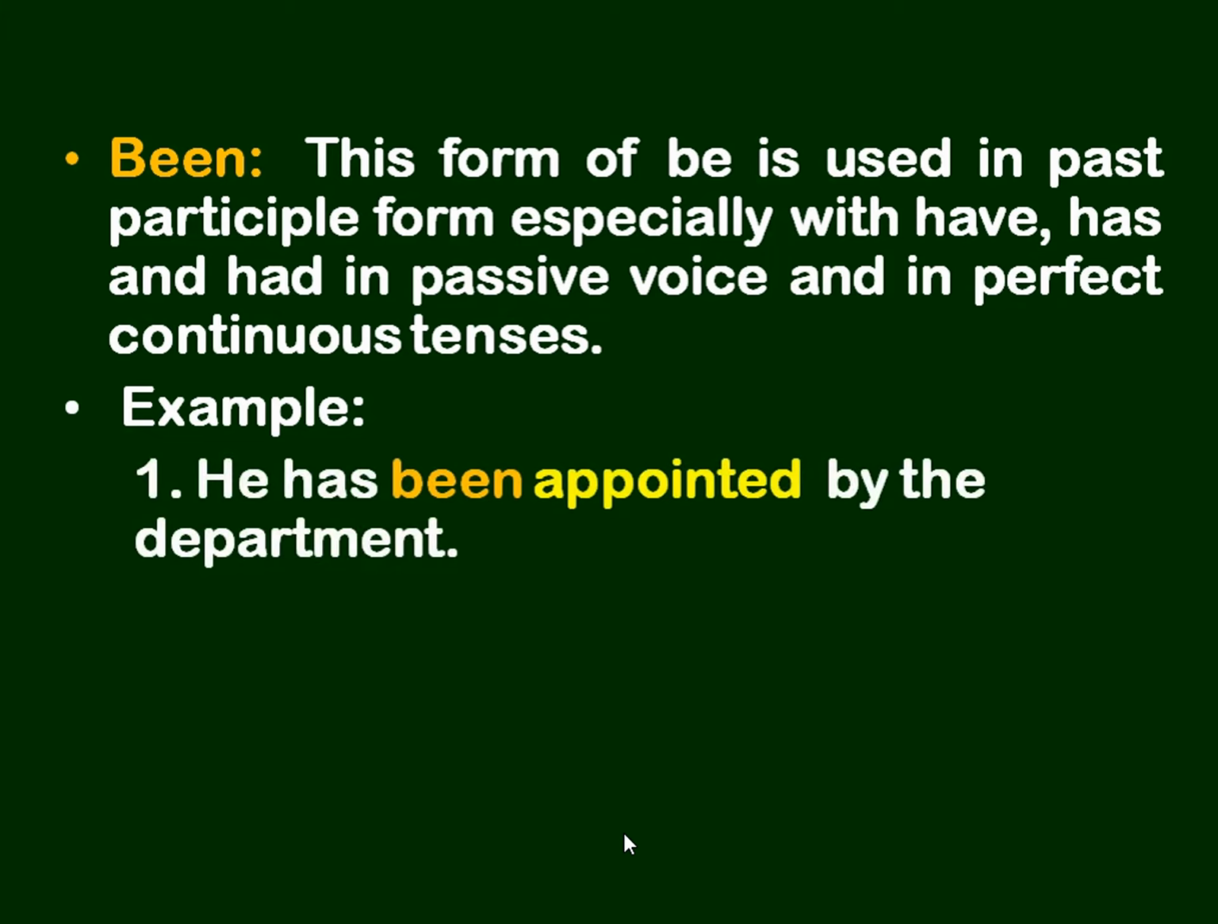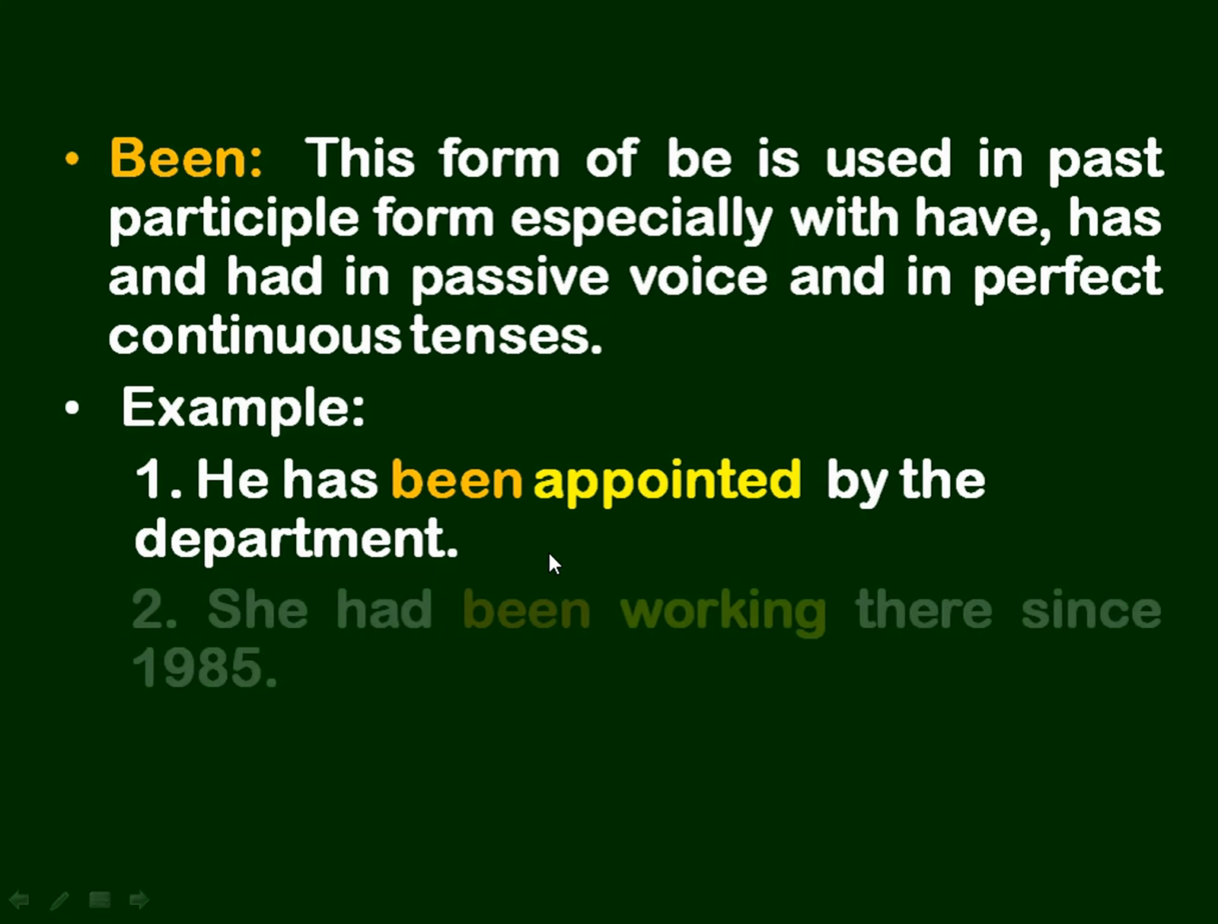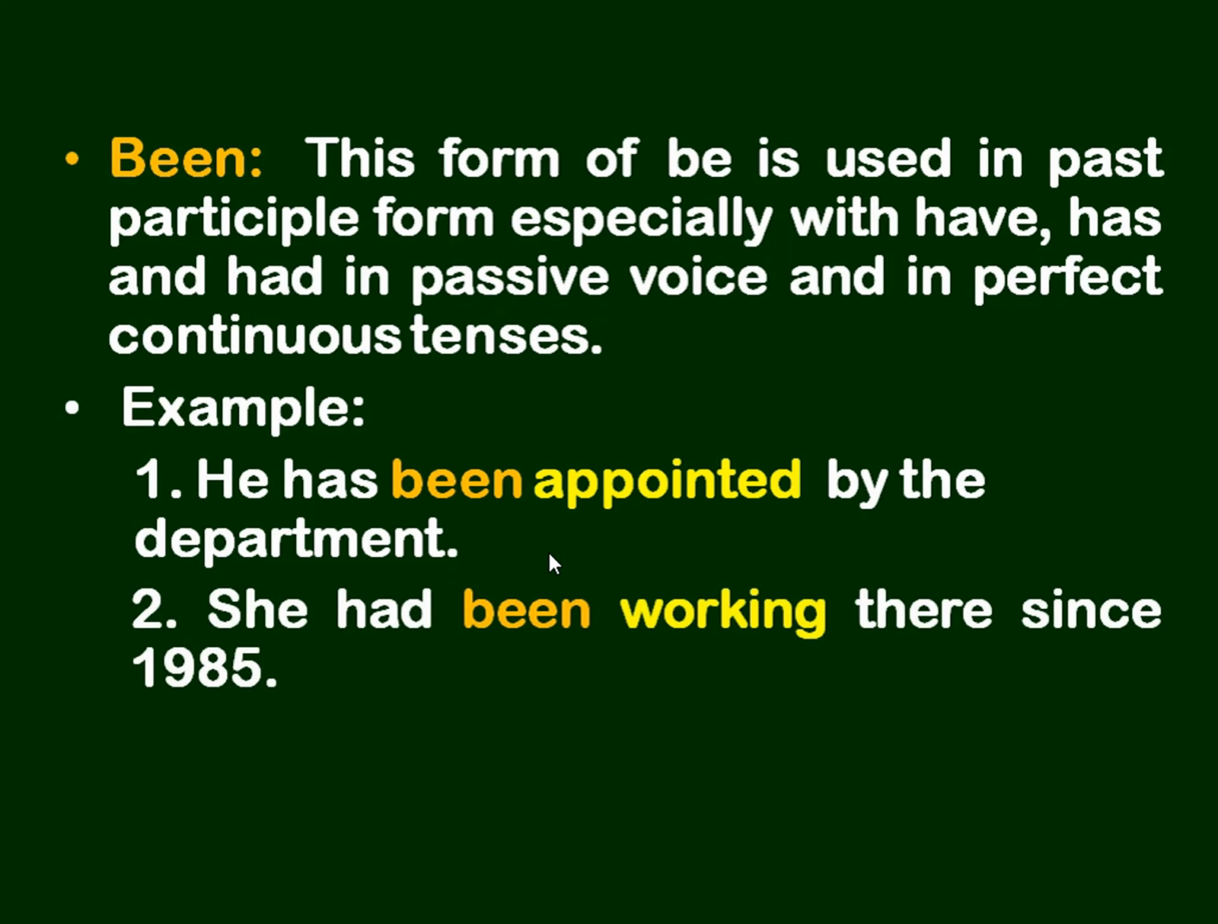Example, he has been appointed by the departments here, has been appointed. So has plus been plus past participle, this is passive voice, present perfect passive voice. Then let us see the next one. She had been working there since 1985 here. So had been is used with present participle, so had is there, past perfect continuous tense. So we use been in passive voice and in present perfect continuous tense, past perfect continuous tense, and future perfect continuous tense.